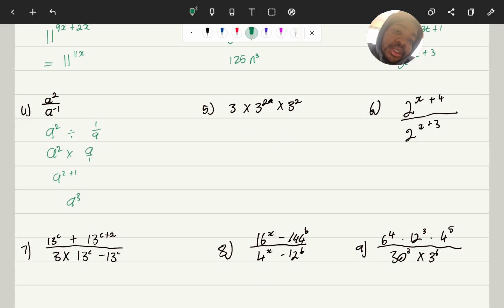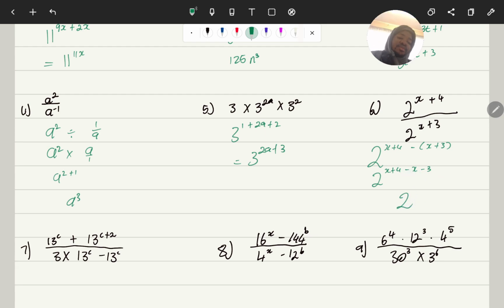Same bases, we multiply, add the exponents. You have 3 to the power of 1 plus 2a plus 2, the answer is 3 to the power of 2a plus 3. Beautiful. Same bases, divide, we subtract the exponents. Therefore, you have 2 to the power of x plus 4 minus x plus 3. You have 2 to the power of x plus 4 minus x minus 3. Therefore the x's cancel out. 4 minus 3 is 1, so the answer is just 2.